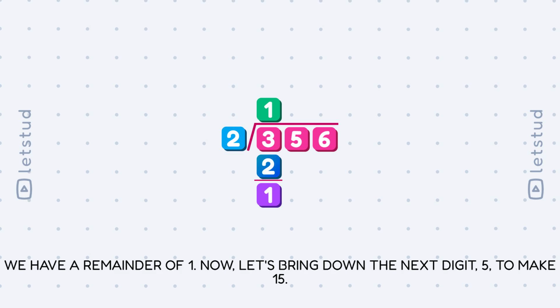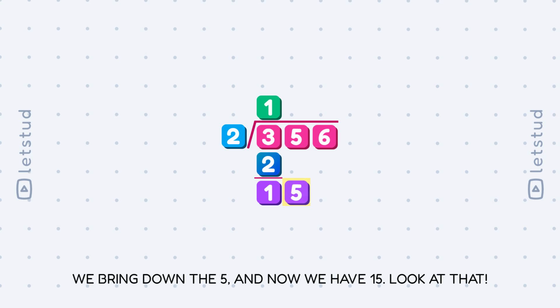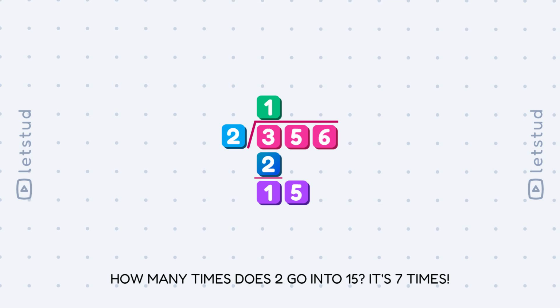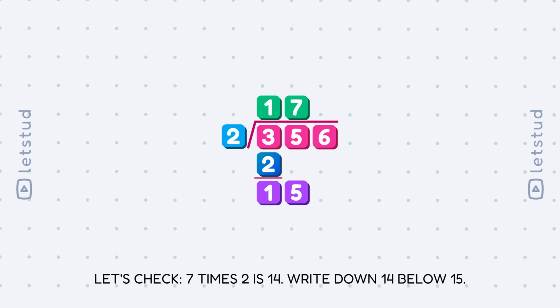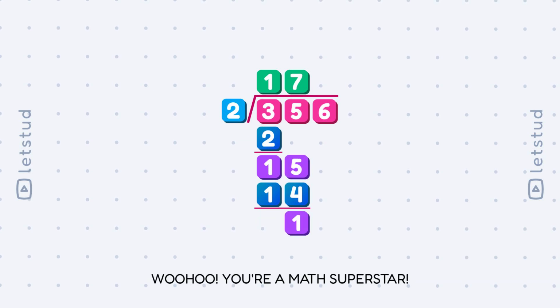Now let's bring down the next digit 5 to make 15. Great job with the first step, now we have 15 to work with. We bring down the 5 and now we have 15, look at that. How many times does 2 go into 15? It's 7 times. Let's check, 7 times 2 is 14. Write down 14 below 15. Subtract 14 from 15, what do we get? 1. Woohoo, you're a math superstar.